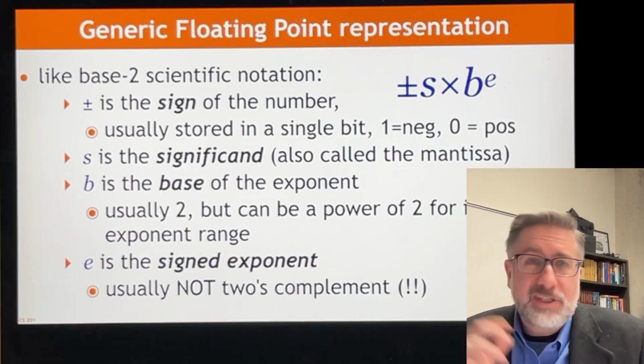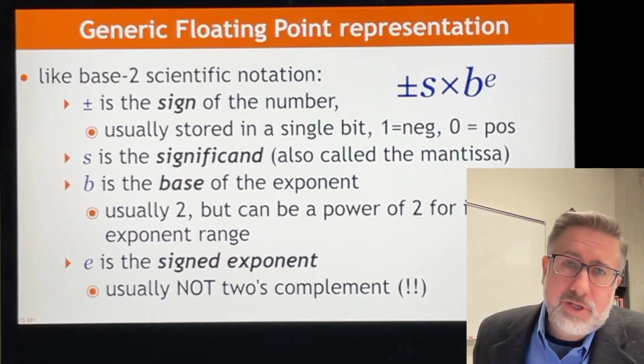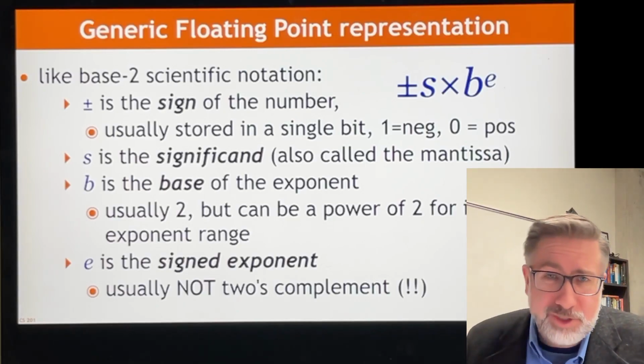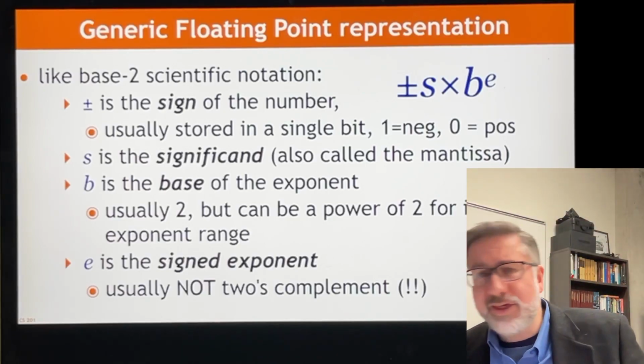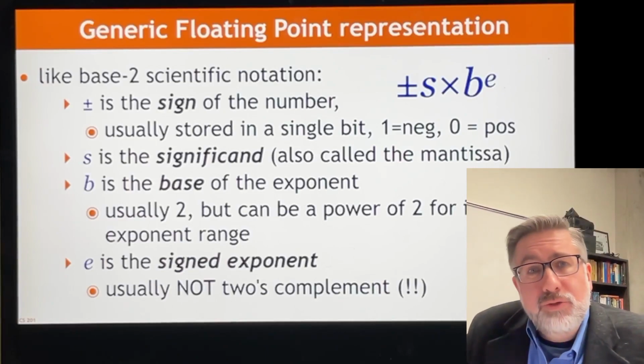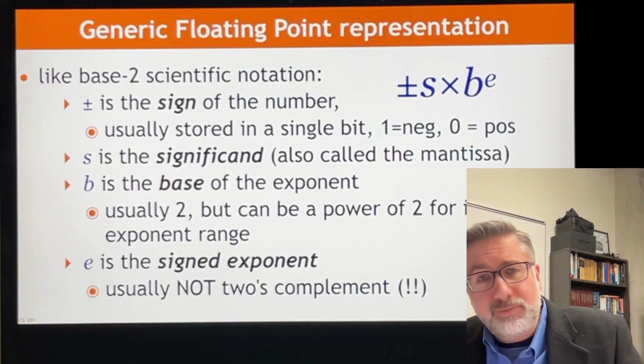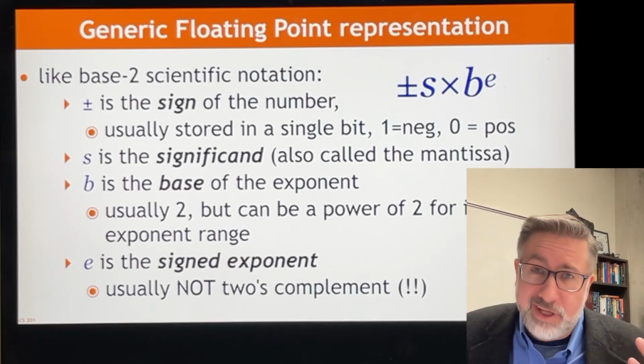The representation that we're going to use in MIPS and others, called IEEE 754, uses 2 as the base, and it'll be really simple to understand. E then is our exponent, and we can use a signed exponent, meaning we can have 2 to the power of some positive number or 2 to the power of some negative number.